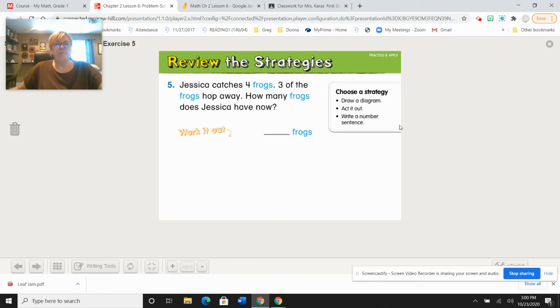Okay, here it is again. Choose your strategy. Jessica catches 4 frogs. 3 of the frogs hop away. How many frogs does Jessica have now? Pause and solve. Okay, she has 1 now.